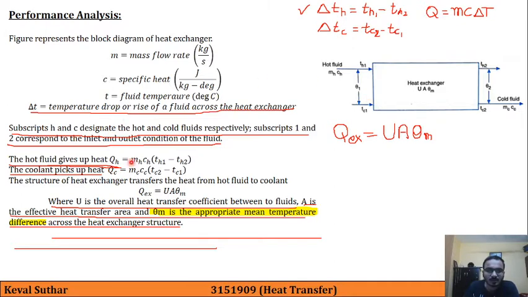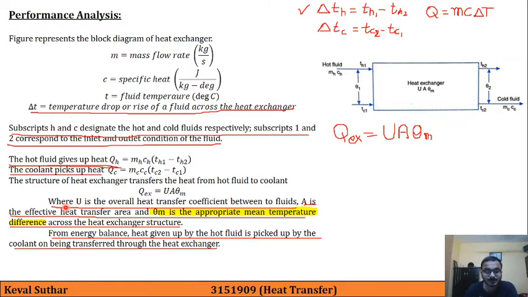And here we are generalizing this in terms of overall heat transfer coefficient. Q exchanger is equal to U A theta m, where U is overall heat transfer coefficient between two fluids, A is heat transfer effective area, and theta m is appropriate mean temperature difference. And this we are going to discuss today, that what is this appropriate mean temperature difference.